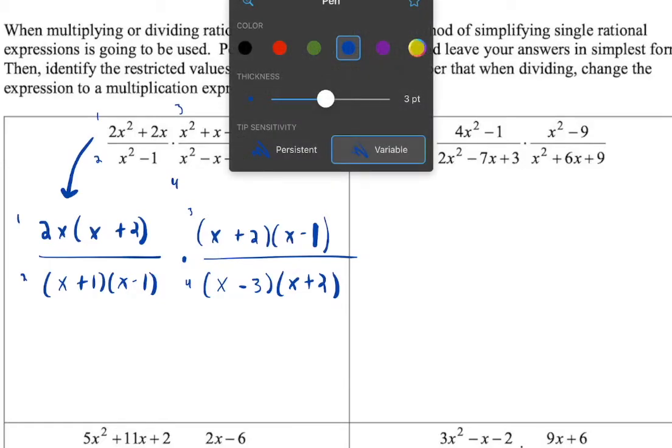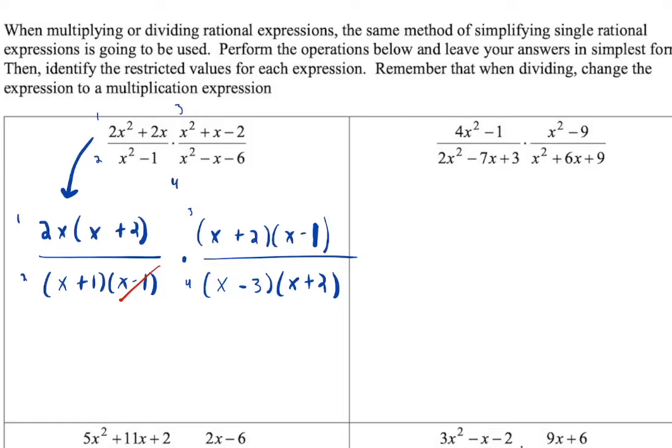Now we can start our big cancellation. The x minus 1 and the x minus 1 will divide to make 1. x plus 2 and x plus 2 will divide to make 1. This looks like all we've got left. So we've got here, final answer, this is 2x times x plus 2 over x plus 1 times x minus 3. Let's do one more here since we've got time.